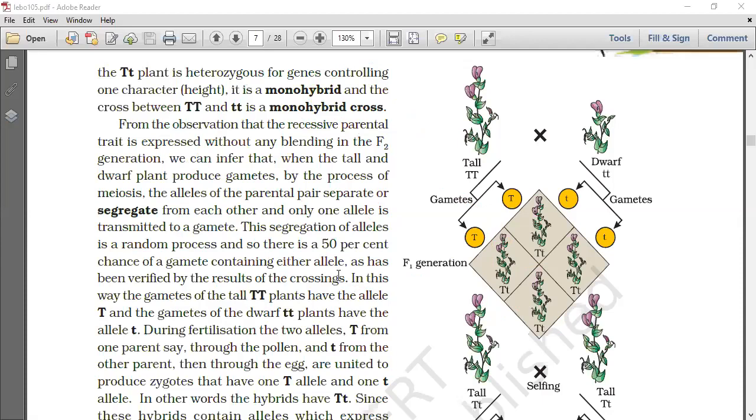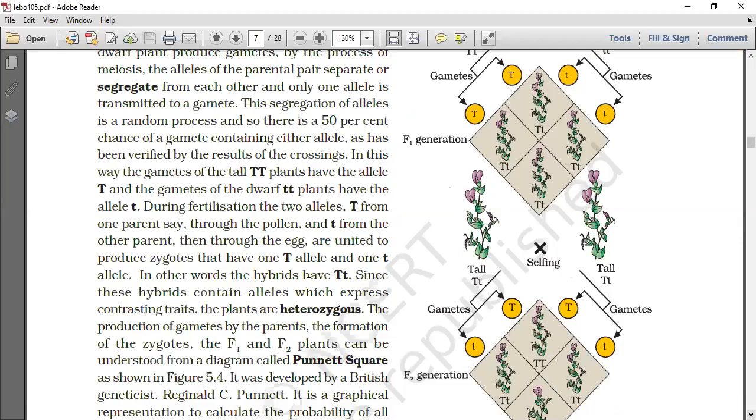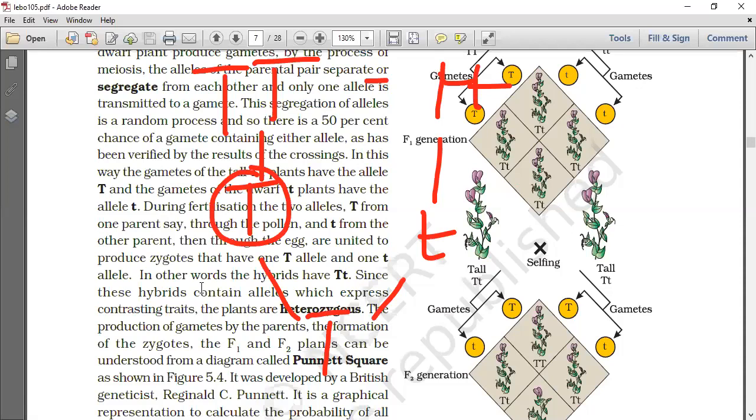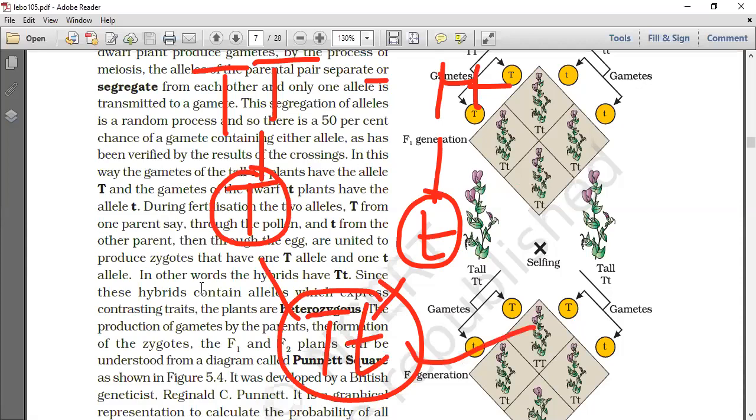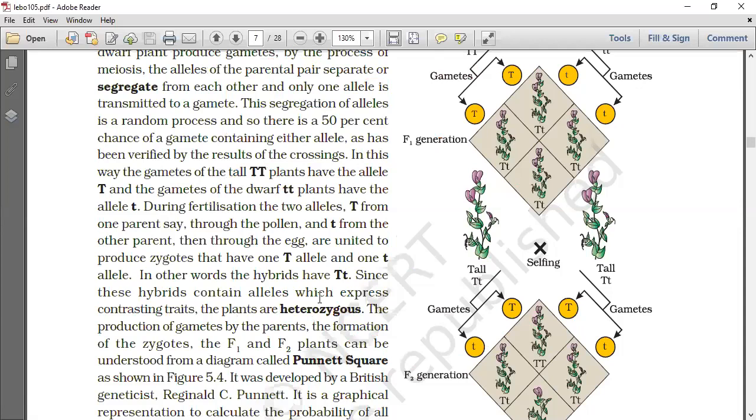Okay, so let's continue. Capital T from one parent, say through the pollen, and small t from the other parent, through the egg, unite to produce zygotes that have only one T allele and one small t allele. So crossed like this, similar kind of gamete, that's why I'm writing only one. One is the male gamete, other is the female gamete, both unite and form the zygote. So in other words, the hybrid has capital T, small t. What do you call this? Heterozygous tall. Since these hybrids contain alleles which express contrasting traits, the plants are heterozygous.